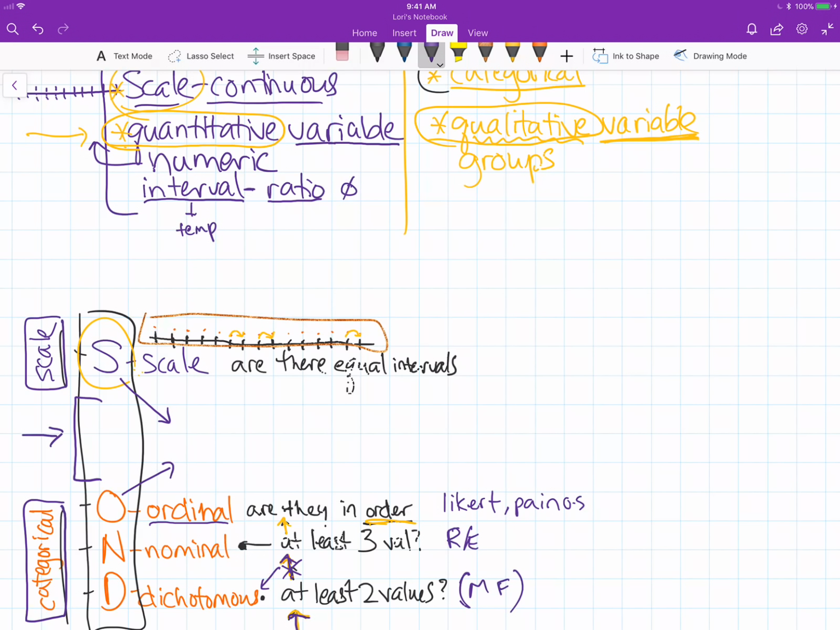So this is important. Remember how I said the reason we're doing this is so that you can plug a variable into this algorithm, and at the end you can tell what kind of graph and what kind of descriptive statistics you would do for that particular variable. You have to be able to do this part right here. You have to be able to pick what kind of variable this is in order to know what kind of thing you're going to do to that variable, in order to describe it, in order to summarize it.